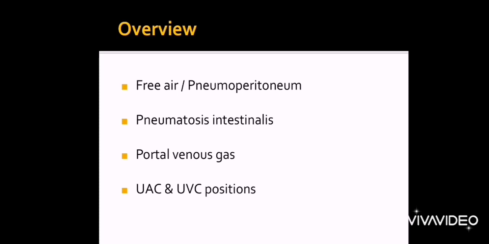So this time we're looking at free air, which is also called pneumoperitoneum. We're going to look at pneumatosis intestinalis, portal venous gas, and then also just a little look at UAC and UVC positions.